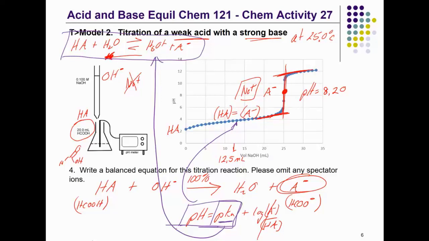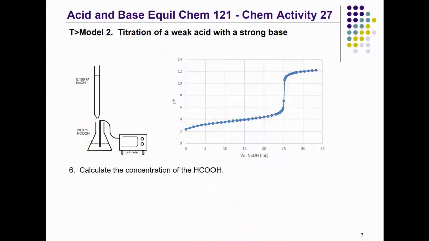Well, for that whole reaction, that reaction has a Ka. How do we find the Ka? Well, you can do some measurements, just weak acid and water, but you could also do this titration. From this titration, you can find out the pKa, which will allow you in turn to find out the Ka. So let's complete the last bit of calculations that you're asked to do here. So we wrote the balanced equation. The next thing is calculate the concentration of the formic acid.